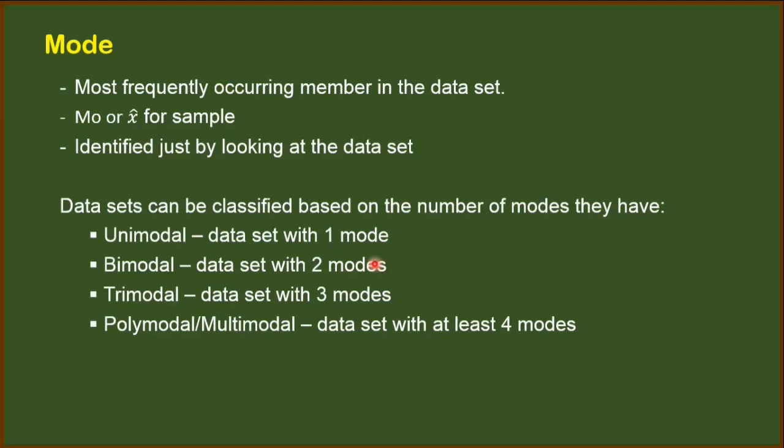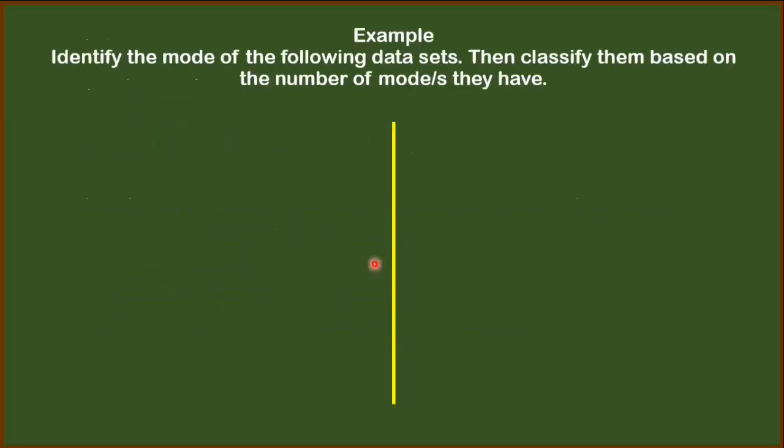To better understand, let's have the following examples. We have to identify the mode of the following datasets. Afterwards, classify them based on the number of modes they have. So let's have this first one. 22, 33, 44, 55, 33, 44, 22, and 55.